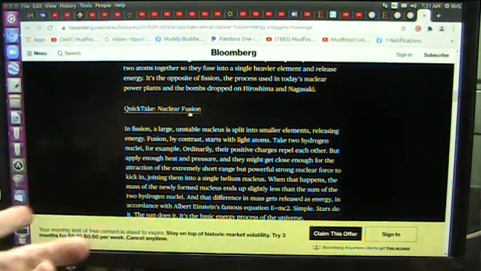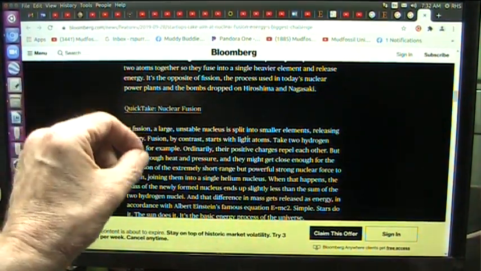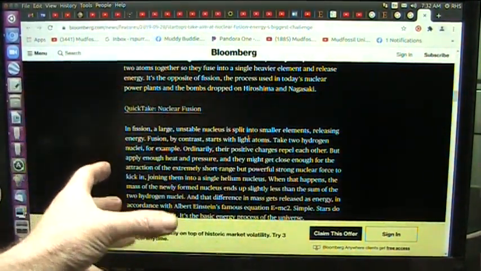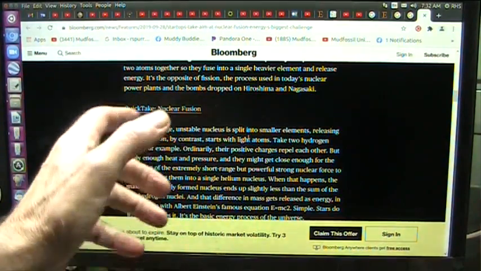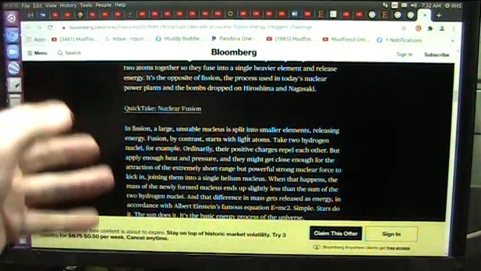So this is a quick table of nuclear fusion. In fission, a large unstable nucleus is split. No, in our fission, it's the photons that split. That's why we're in good shape. They're trying to split gigantic chunks, and when you do, then you're in trouble, because if they get out of control, they're throwing out hand grenades. We're just shooting out photons. They're not going to hurt you.